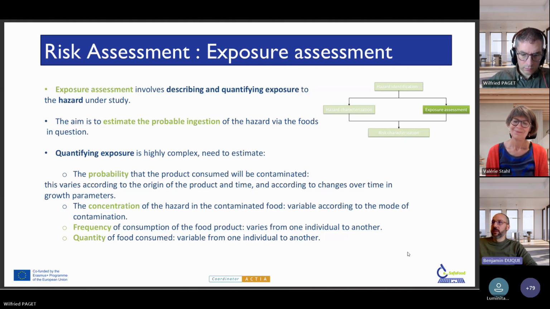And the other elements are the concentration of the hazards in the contaminated foods, the frequency of consumption of food products, and the quantity of foods consumed that can vary from one individual to another. So this variability makes exposure assessments even more complex and difficult to use.